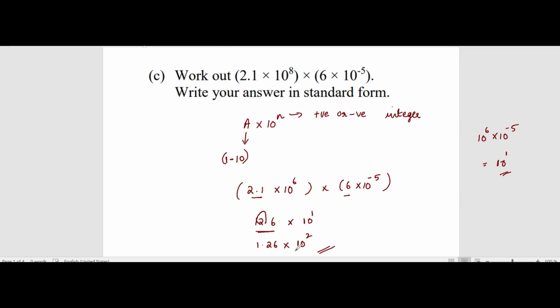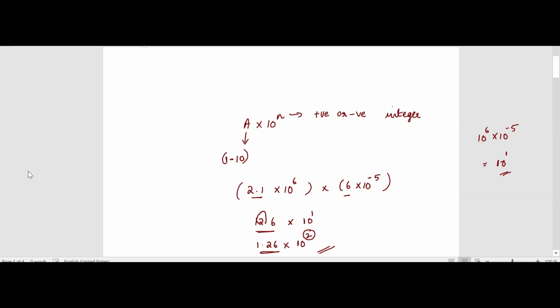And now, when I look into this answer here, the a part is between 1 and 10. 1.26 is between 1 and 10. And 10 to the power of 2, is the power positive or negative? 2 is a positive integer. So we know that n should be either a positive or a negative integer. So now, let's move on to the next one here.